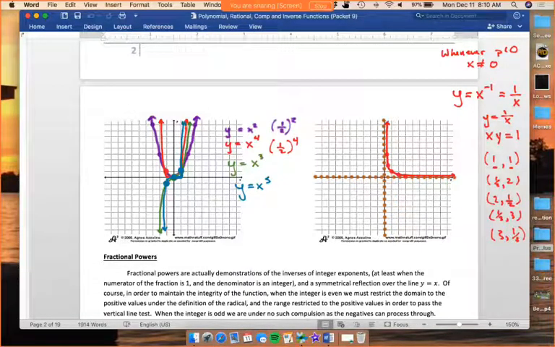But we also have the points (-1, -1), (-1/2, -2), (-2, -1/2), (-1/3, -3), and (-3, -1/3), because all of those products are also going to give you a positive 1. Does everybody understand how I got that graph?